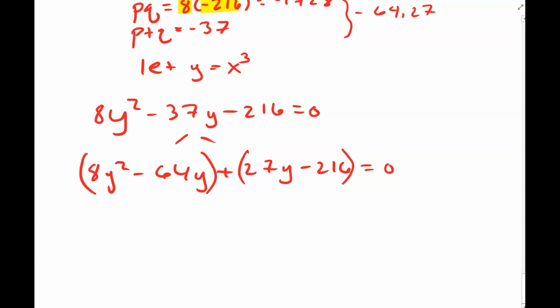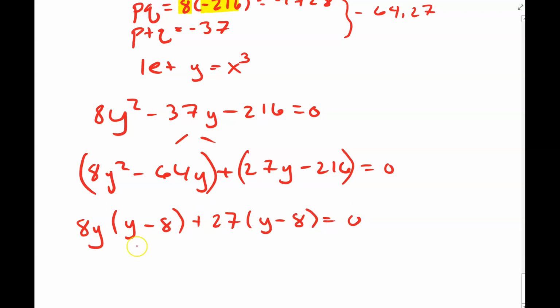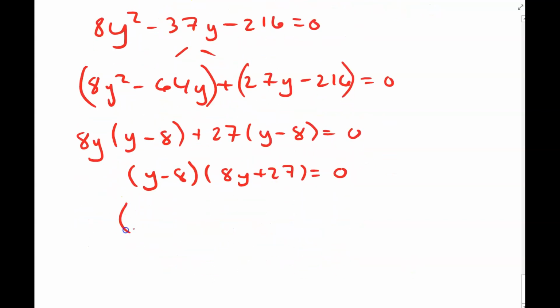Yeah, I agree. All right, so the greatest common factor from the first group is 8y. The greatest common factor from the second group is 27. And then I look for one more greatest common factor, which would be y minus 8. And then I put my x's back in.